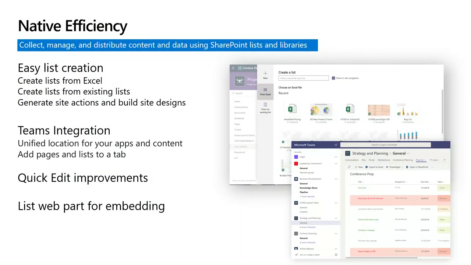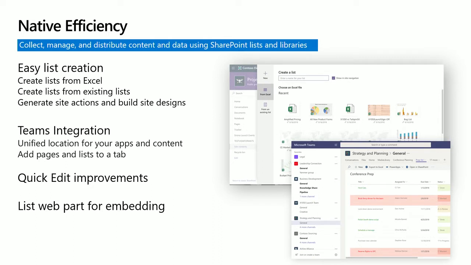So, native efficiency. We have done a ton of improvements since SharePoint Conference. We have a new list user experience where you can not only create a new generic list, but also create a list from an existing list. We also showed the demo of creating a list from an Excel file. If you have tables in your worksheet, you can import them and create a list out of that, and you can also define the column types.